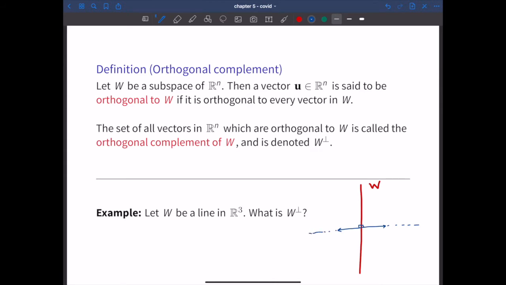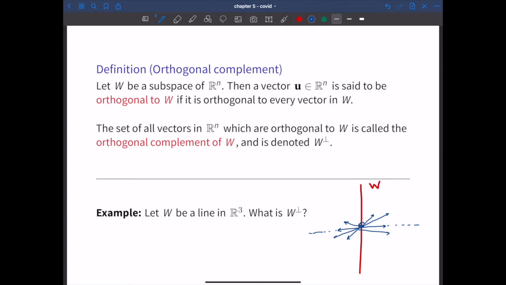But I could also pick vectors that come out of the screen here. It'll be a little bit harder to draw, but imagine this vector still comes out of the screen, but is still orthogonal to W. Or I could have a vector that shoots back into the screen, and that would also be in W perp. So all of these vectors that I'm drawing, and I can draw lots of them, all of these vectors here are in W perp.